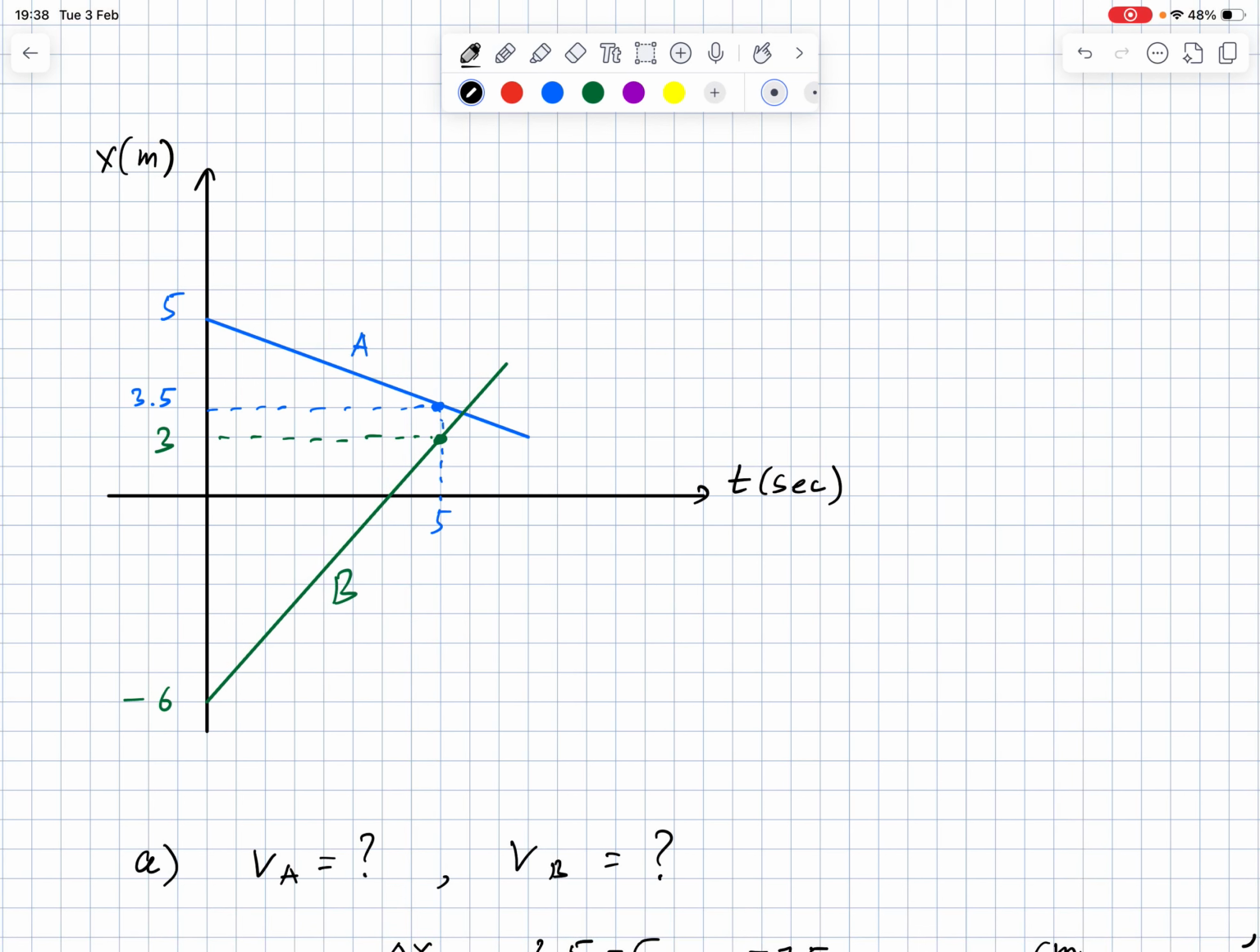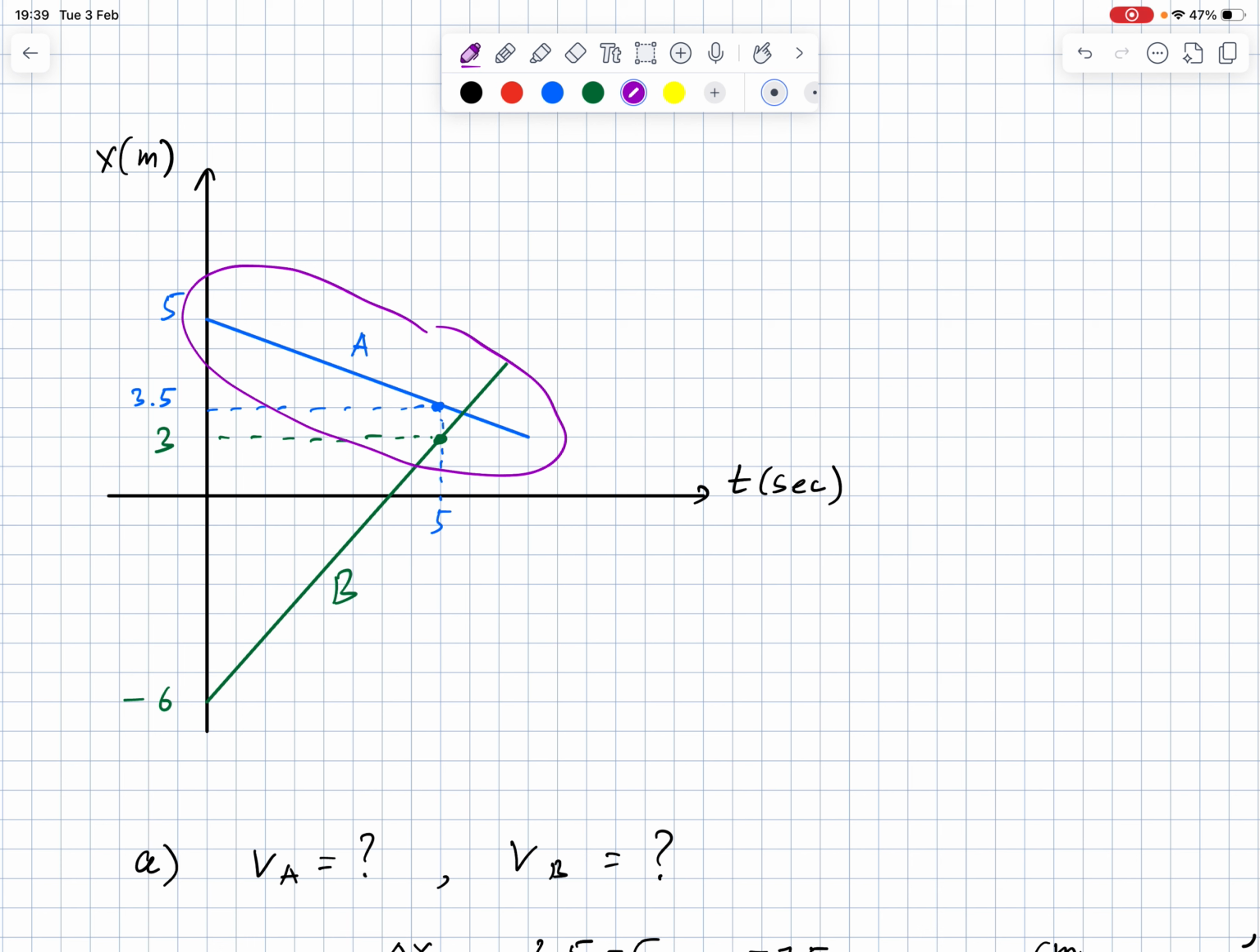Hello everyone, let's try to solve the next problem. As you can see, we have one-dimensional movement, but in this case we have not just one object, we have two objects, and the slope of those two objects, of those two functions that show us the movement of those two objects are linear functions, which means the slope is constant, and we know that slope is a velocity.